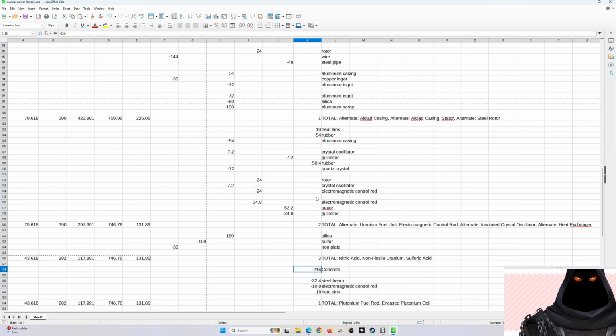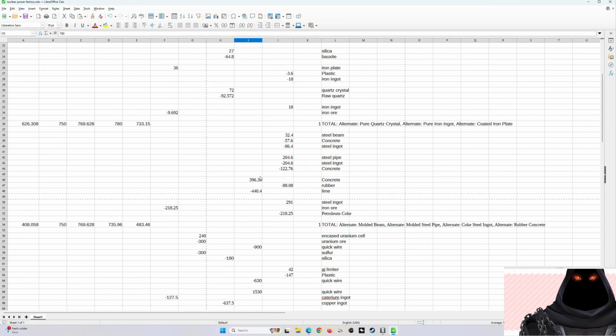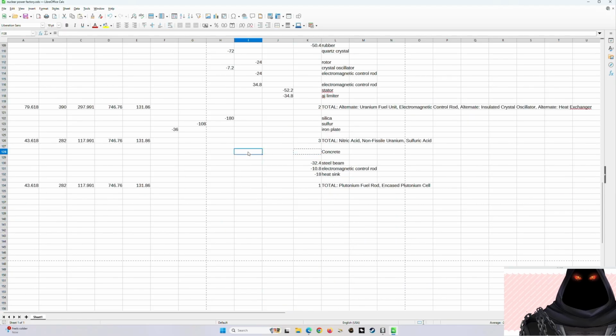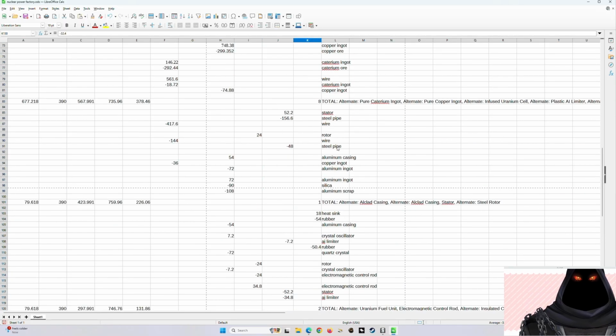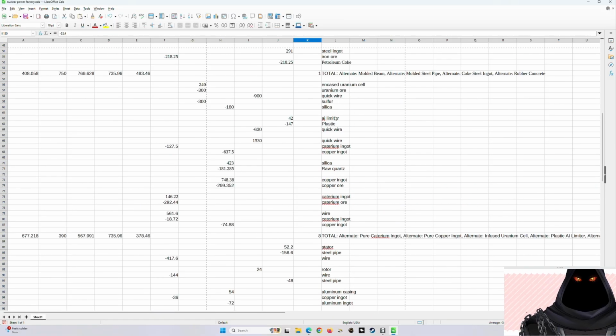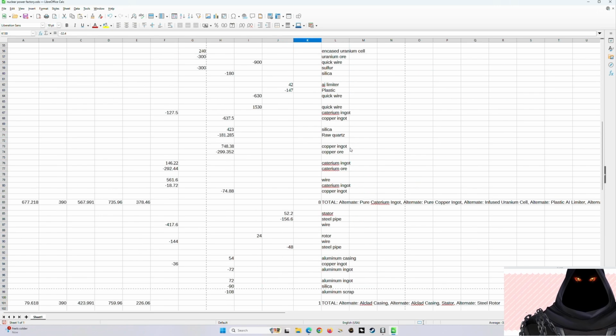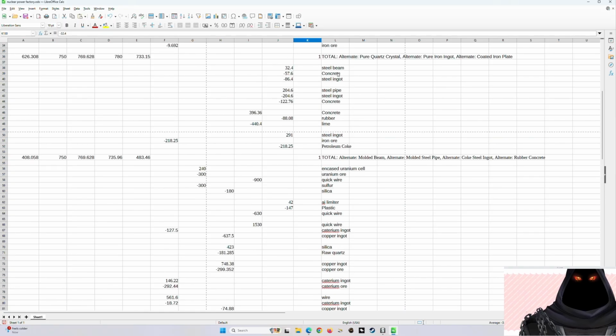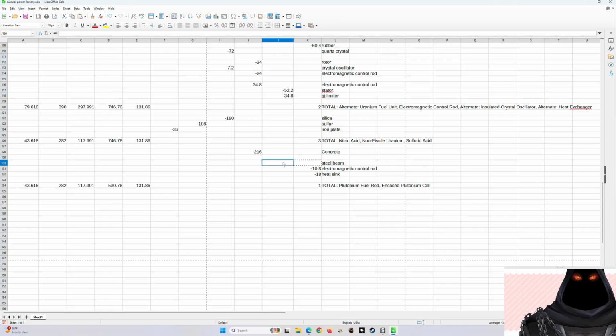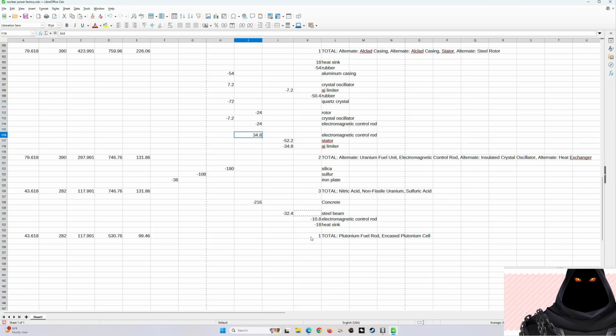Okay. So where is concrete? I don't remember. I think it's here. Yep. So it's in the I. Okay. Steel beam. Steel beam is in J. Okay, so we're gonna move that into J. Electromagnetic control rod. I. So we're gonna move that into I here. And heatsink hasn't been recorded.